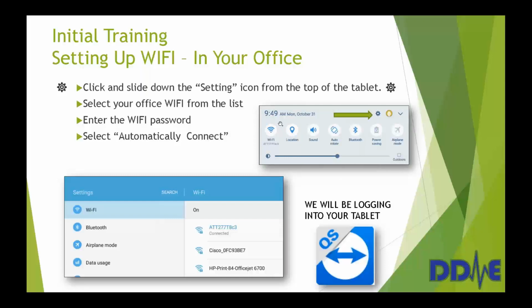You'll be presented with a list of Wi-Fi connections. You select your connection, enter your password. Be sure and put a check next to automatically connect, and we're done. So every time your tablet comes into your office, it will automatically connect to Wi-Fi. You won't have to repeat this step.